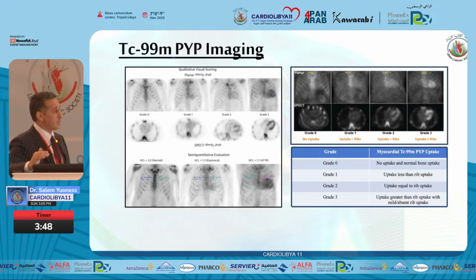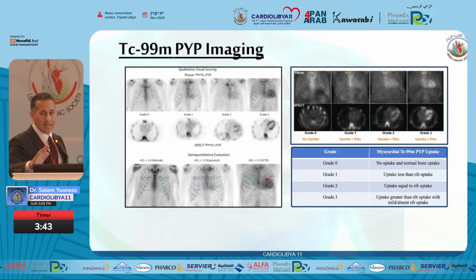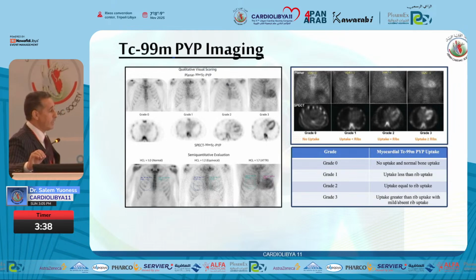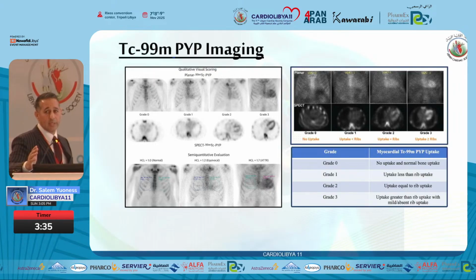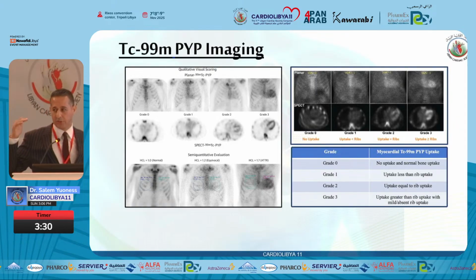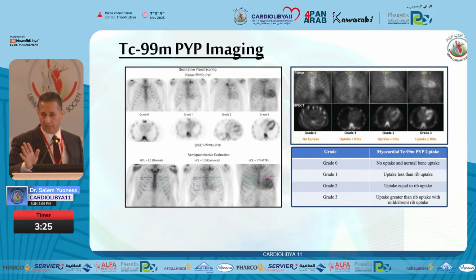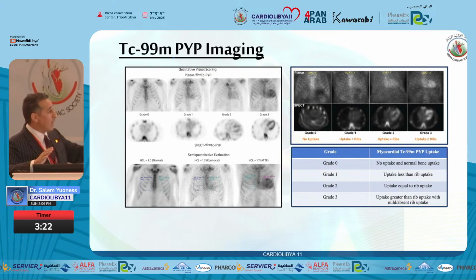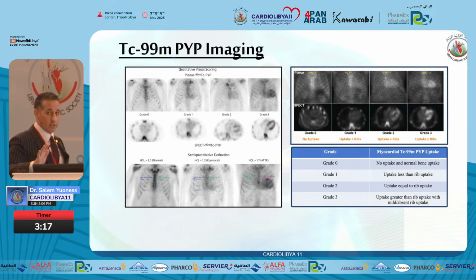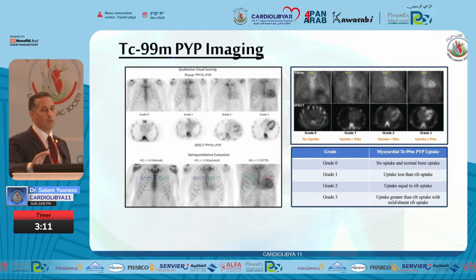So how do they categorize that? Grade 0, if you can see no uptake on the heart, and this is negative for ATTR cardiac amyloidosis. Grade 1, the uptake is less than the adjacent rib, which is, we will come to that, equivocal. Grade 2 and 3 will be equal to the adjacent rib or more than the adjacent rib. I'm talking about the activity. So if you have grade 2 and 3, that's suggestive for cardiac amyloidosis. And we have the other one, which is the semi-quantitative evaluation, which is the heart to contralateral ratio. When you measure the heart ratio, the uptake in the heart compared to the other side, usually it's more than 1.5.